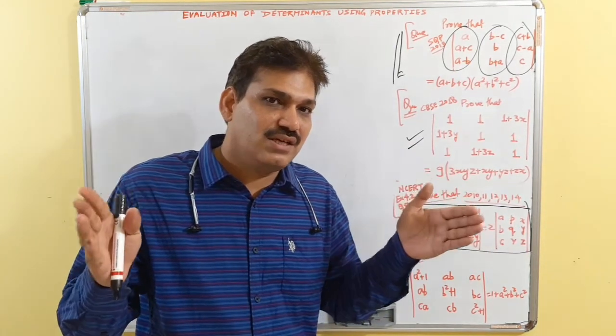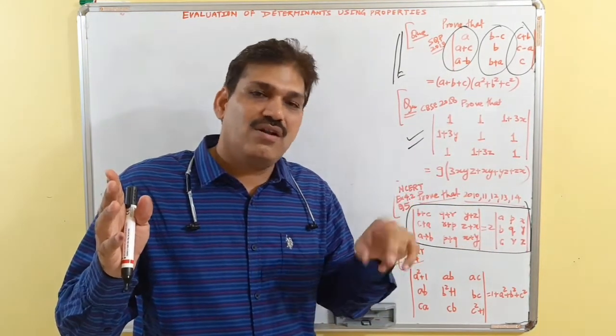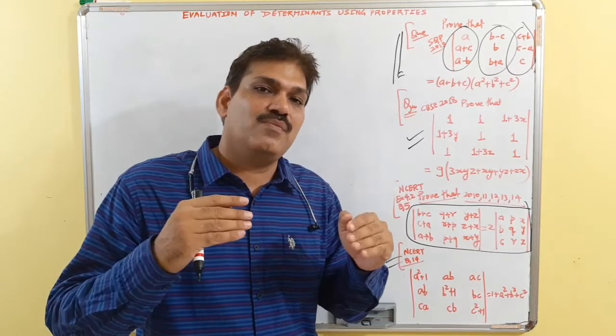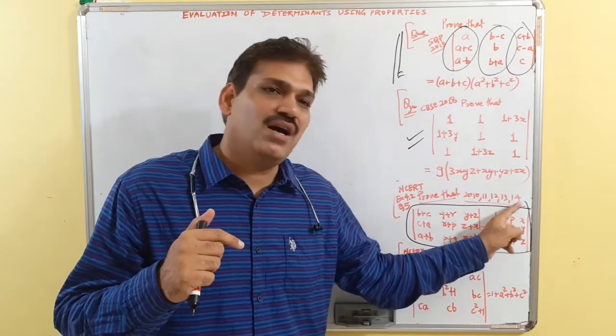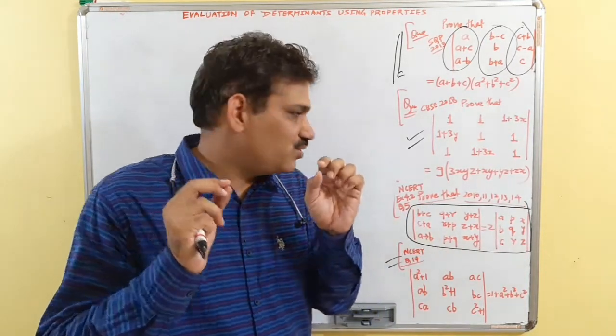determinants. Out of those 8, 6 will have a repeated column or repeated row, so the value of those 6 determinants will be 0 and the remaining 2 will be 2 times the determinant of A, B, C, P, Q, R, X, Y, Z. But we are not going to do that.